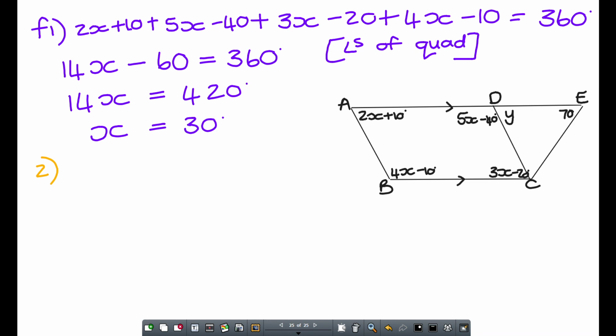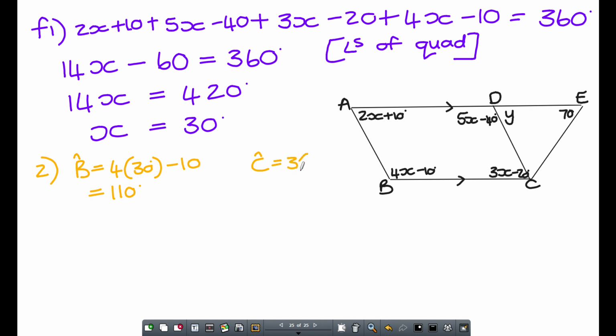Okay, so let's start with angle B. Angle B will then be 4 times 30 minus 10, so it's going to be 110 degrees. Okay, let's look at angle C.